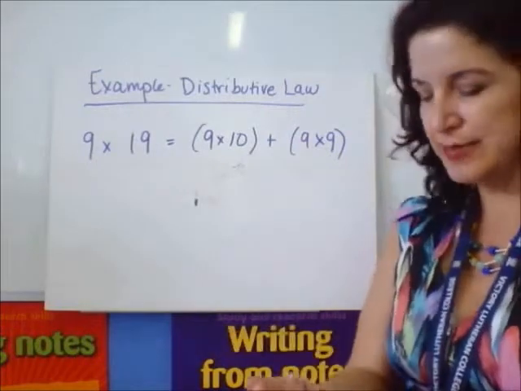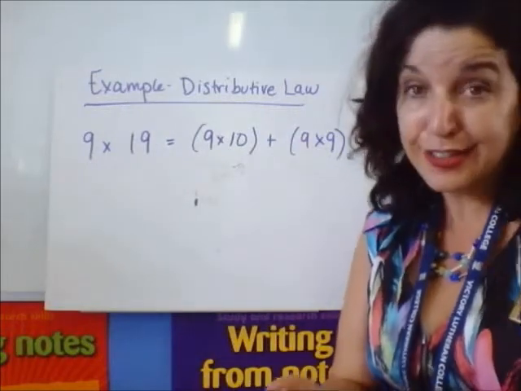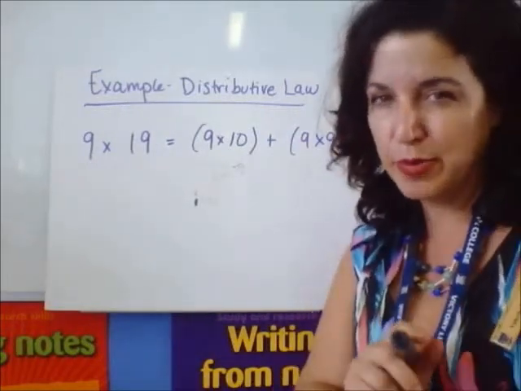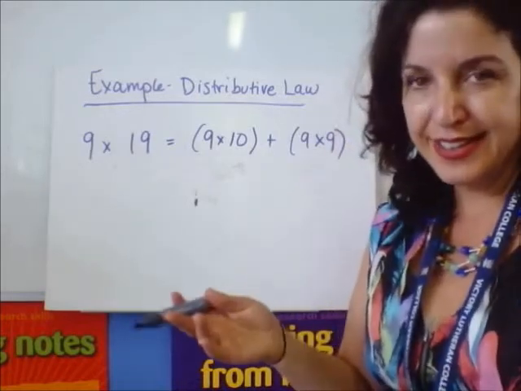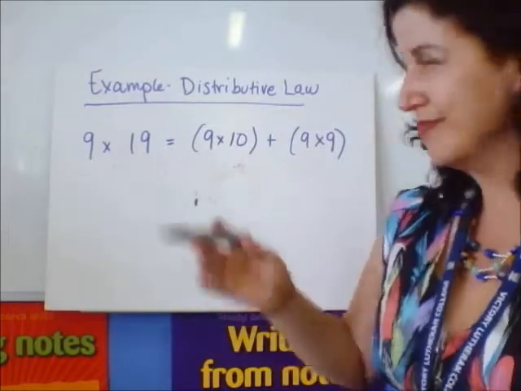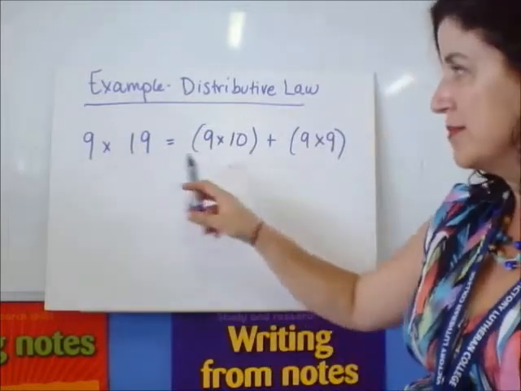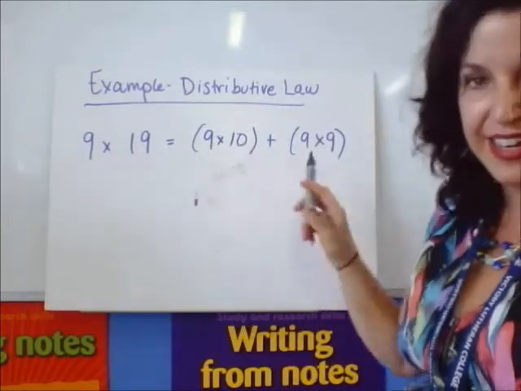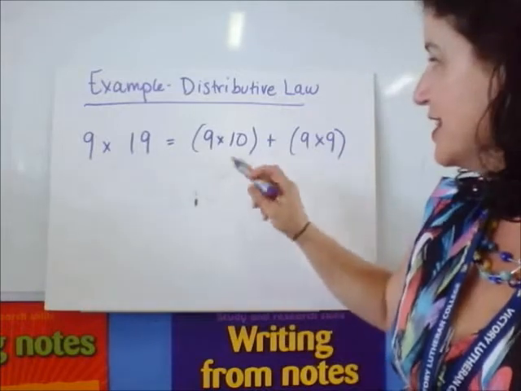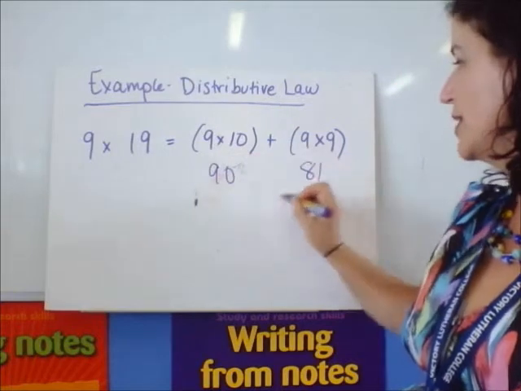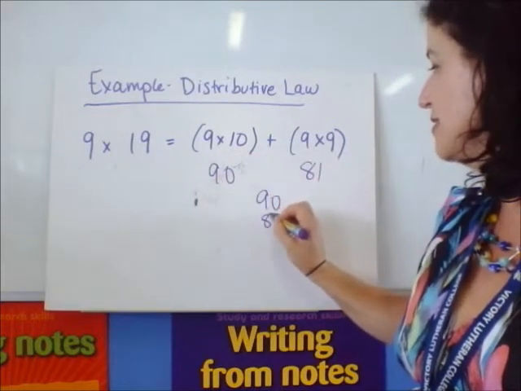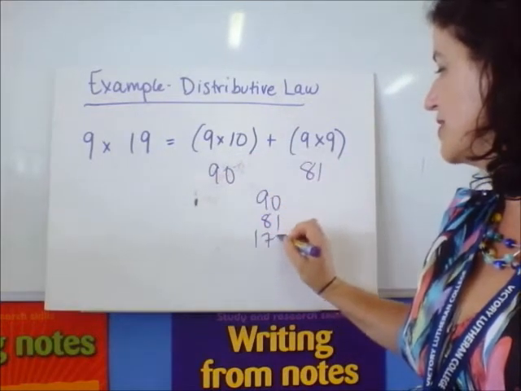I'll show you another example. You've got 9 times 19. It doesn't come very easily. Now, there's different ways you can do this. Some of you would probably multiply 9 by 20 and then take away 9 after that. Another way you can do it is you can multiply 9 by its components and then add them together. So you've got 9 times 10, which is 90. You've got 9 times 9, which is 81. And then you can just add them together to get 171.